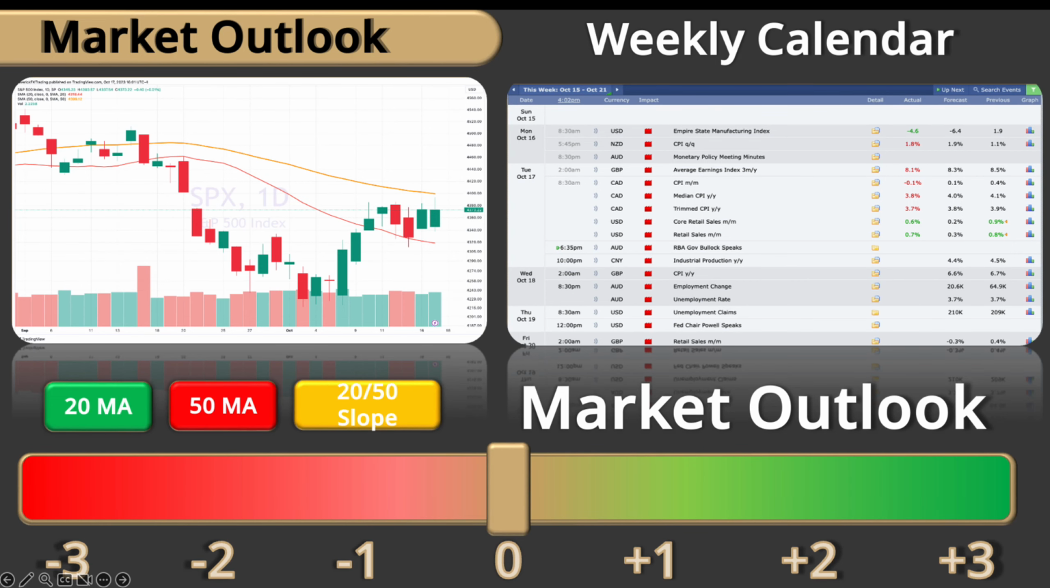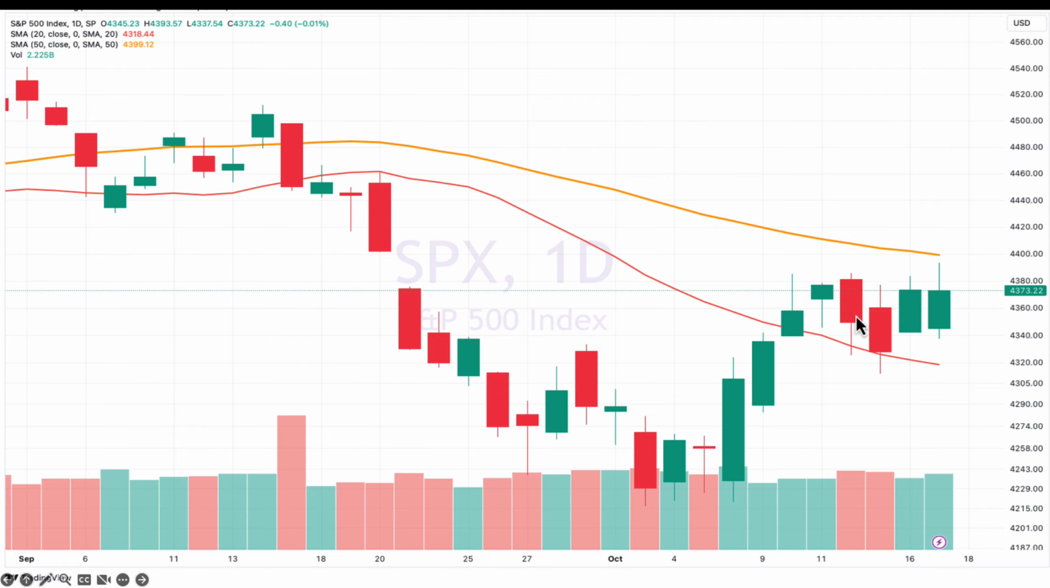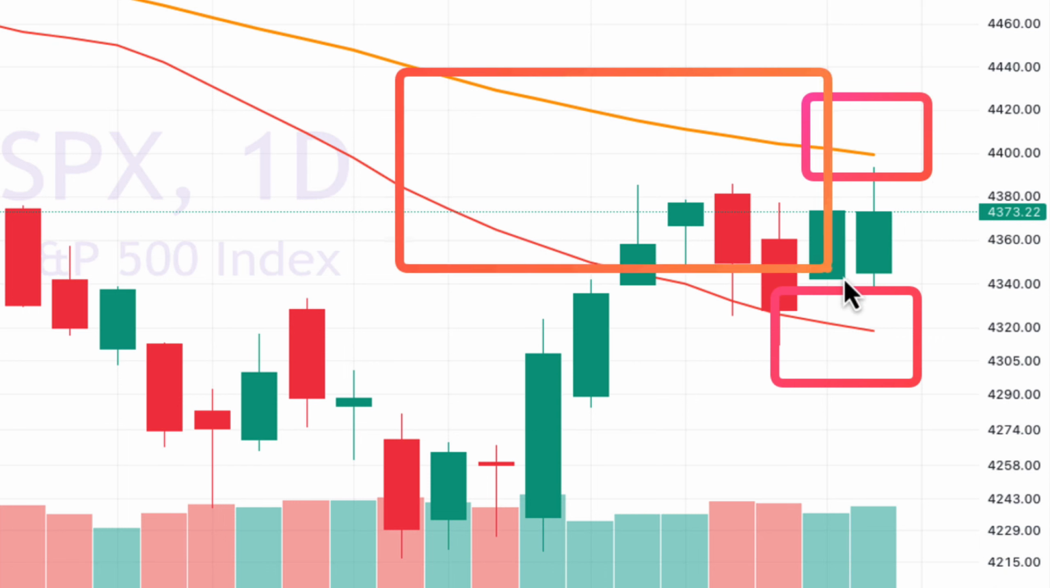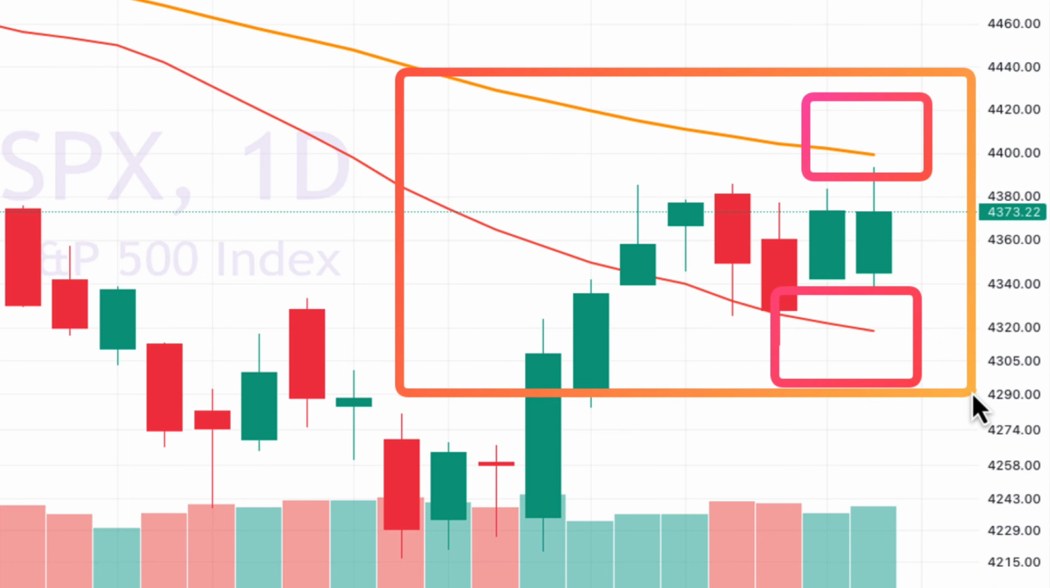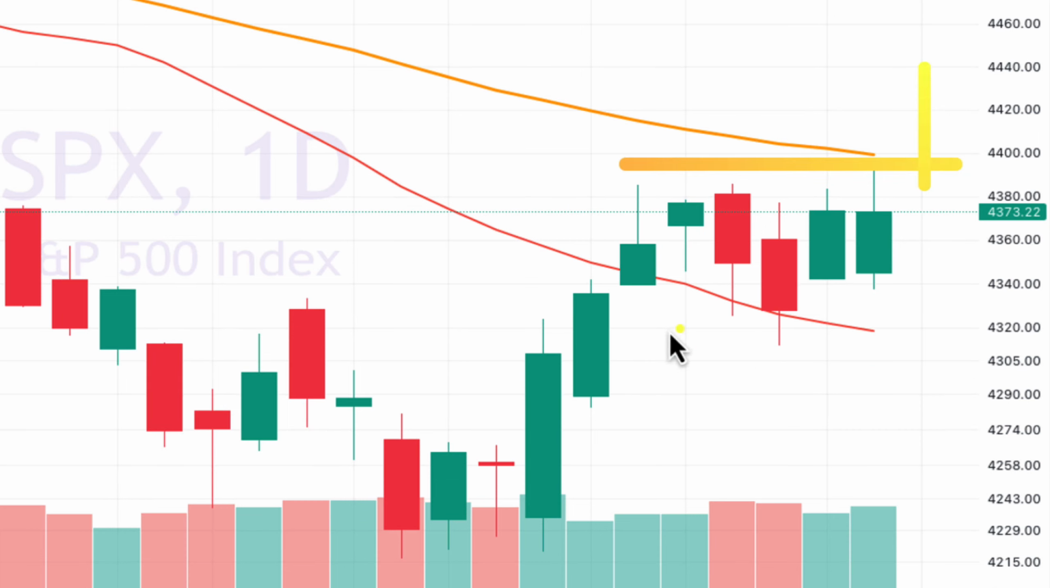So let's take a look at the score. Right now, we're sitting at a 0. Why a 0? Let's take a look at where we are in the charts. In the chart, you can see that we are above the 20-day moving average, but we are below the 50-day moving average, and we're kind of wedged in between. Usually, this is the kind of setup where it can really go either way. We can either break above this level or we can break below this level. But until then, we are range bound. But overall, if you take a look at the price action, it looks a little bit more bullish than bearish.